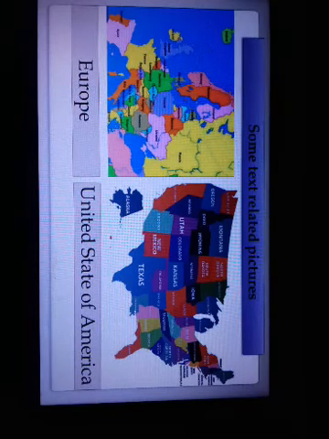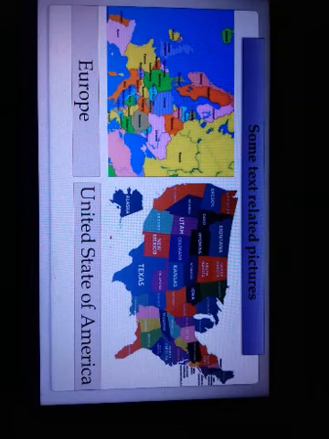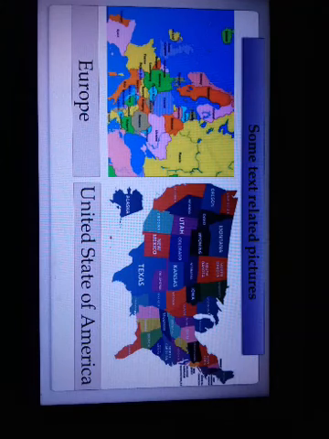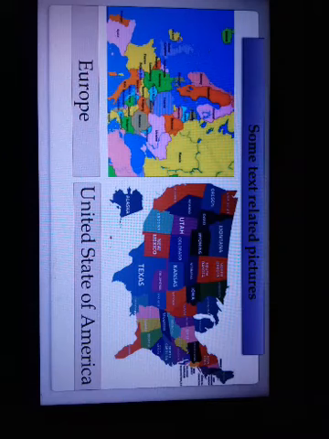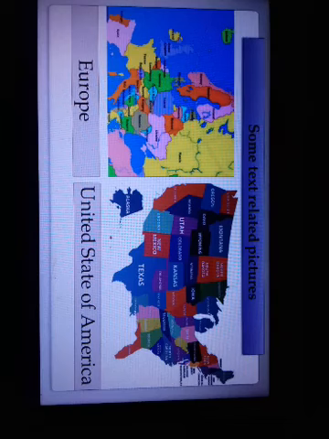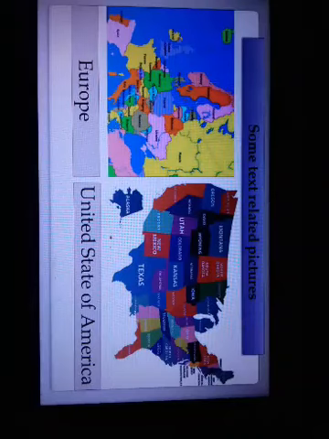Here we see Europe. This is Europe. You know, it is a continent. It is located in the northern hemisphere. And if I explain more, you will know that Arctic Ocean is to the north, and Atlantic Ocean to the west, and Mediterranean Sea you will find to the south, and Asia, our continent, to the east. And at the same time, you see the map of America, United States of America.